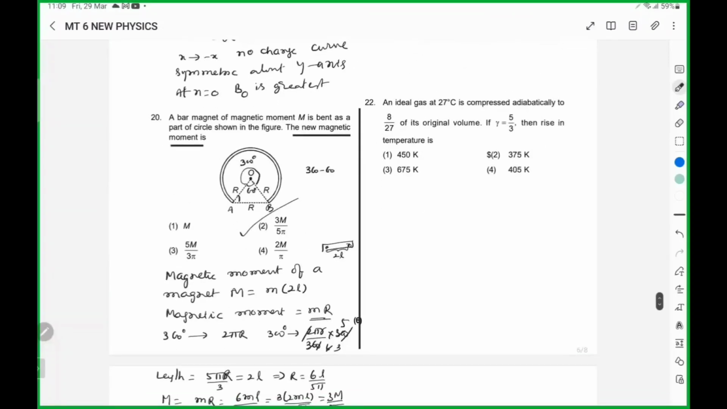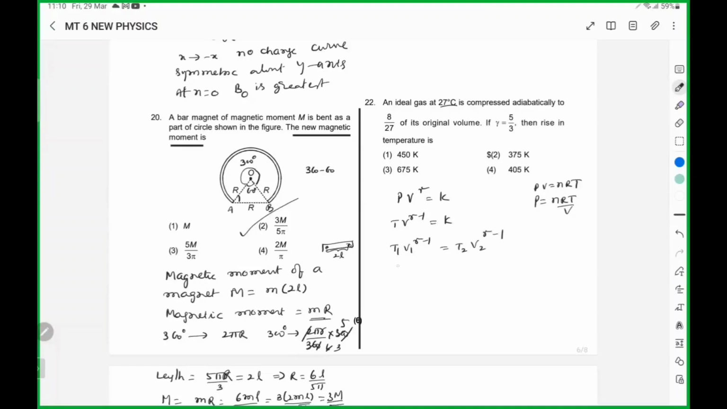Here, an ideal gas is compressed adiabatically. So for an adiabatic process, PV to the power gamma is constant, but here it is related to temperature and volume. PV here is nRT, so in place of P, I will write nRT by V. That is, after substituting, TV to the power gamma minus 1 is constant: T1 V1 to the power gamma minus 1.